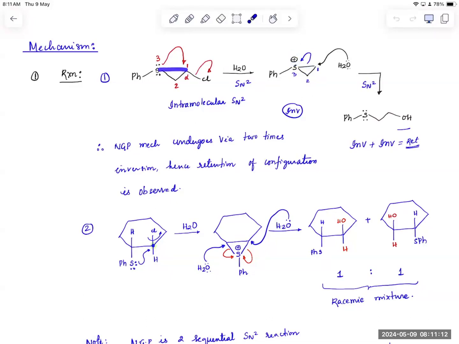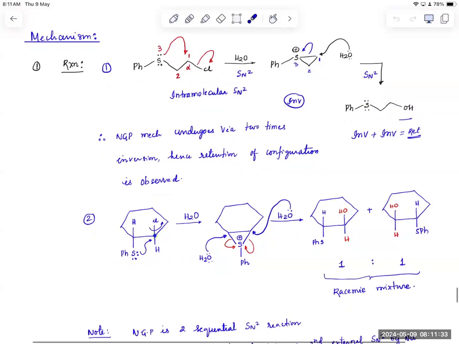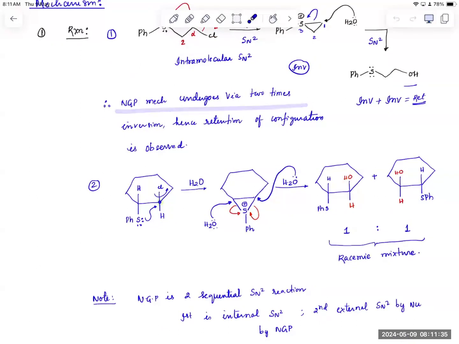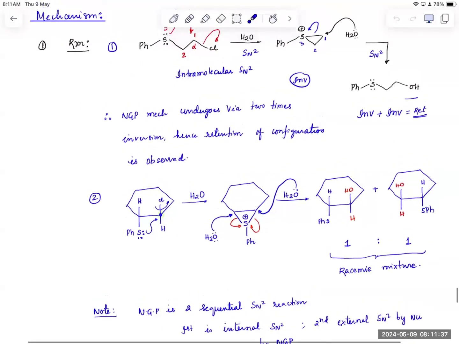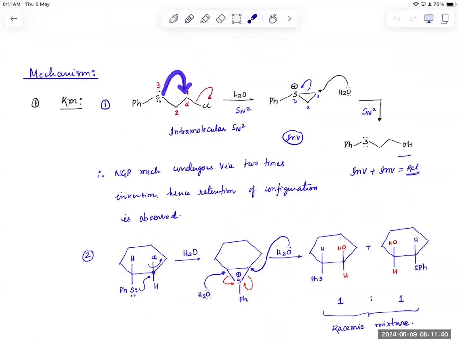It has now connected onto position 1. So this is the 1, 3, and 2 position. Once this intermediate has formed, then a water molecule will attack at position 1 and the bond will break here. S will regain its structure and OH has come to this point. So the NGP mechanism happens two times. First, SN2. Every time there is an SN2, we expect an inversion. So I can say first we will have an inversion here.